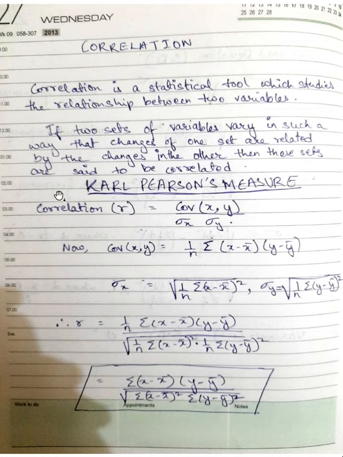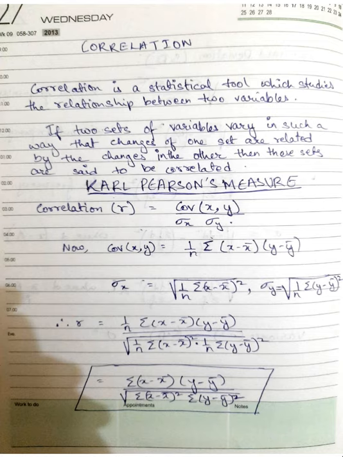The second and the most important is Karl Pearson's measure of correlation, which we will discuss today and one more following video. And the third method is the method of rank correlation, that we will again discuss in the further coming videos.